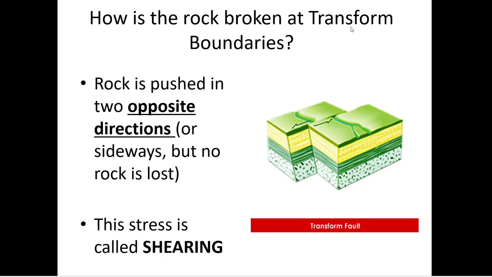How is the rock broken at transform boundaries? So rock is pushed in two opposite directions or sideways, but no rock is lost. So they kind of slide back and forth with each other. And this stress is called shearing. So as they slide back and forth with each other, like if you rub two rocks together, eventually they just start wearing each other away.